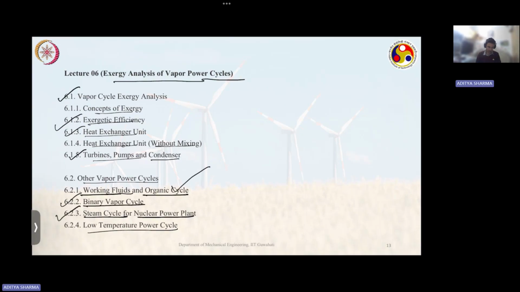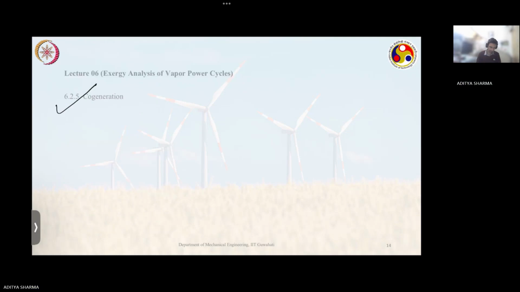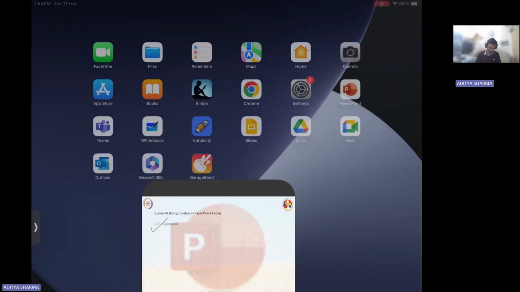Then there is your steam cycle for nuclear power plant. So I have discussed this briefly. Low temperature power cycle also I have discussed. So cogeneration.